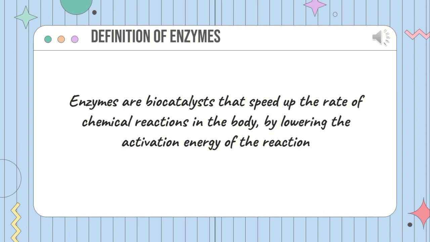Next, what is the definition of enzyme and coenzyme? First, the definition of enzyme. Enzymes are biocatalysts that speed up the rate of chemical reactions in the body by lowering the activation energy of the reaction. Enzymes are chemical compounds in the form of proteins that act as biocatalysts, where bio is living things and catalysts are substances that can speed up reactions. Simply put, enzymes are catalysts that help speed up biological reactions.